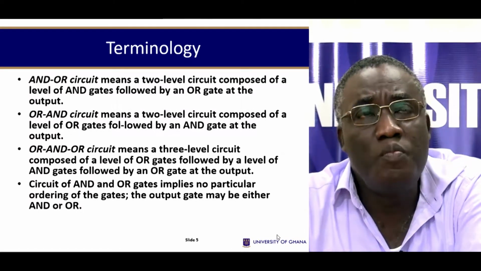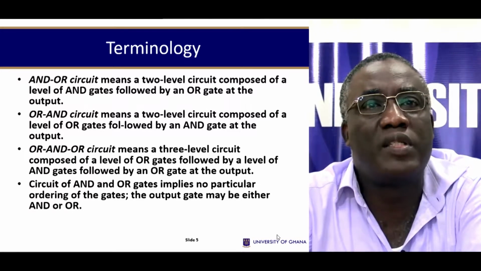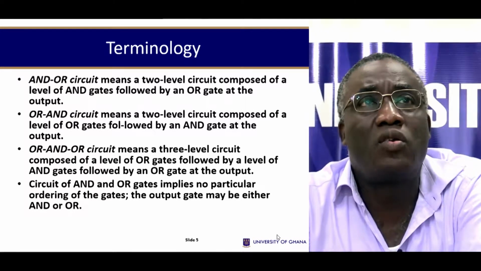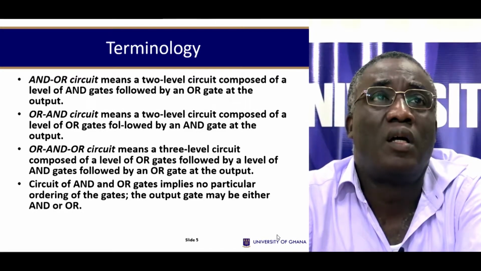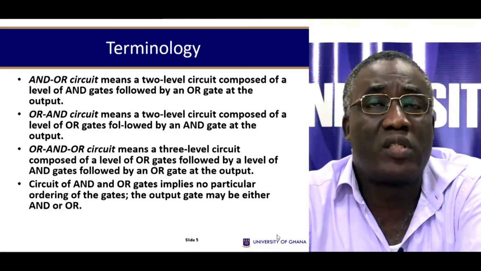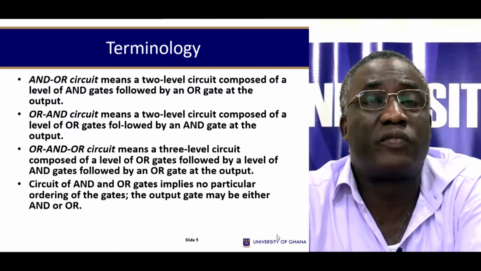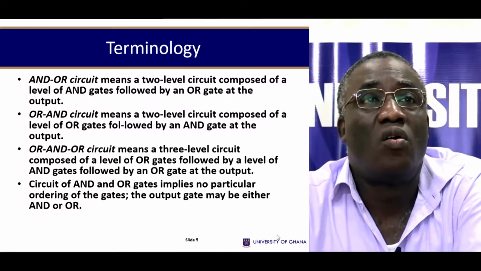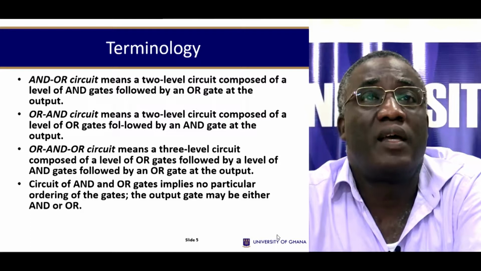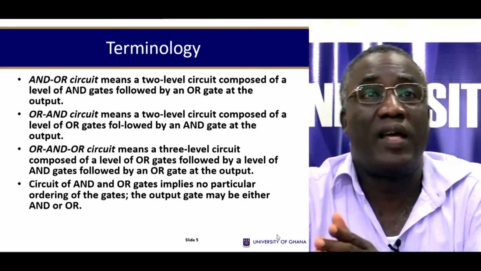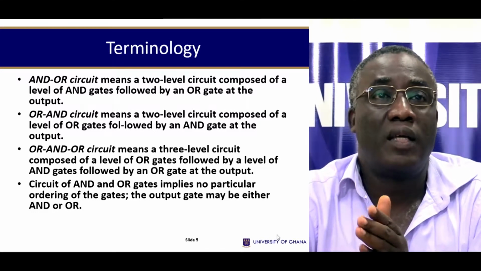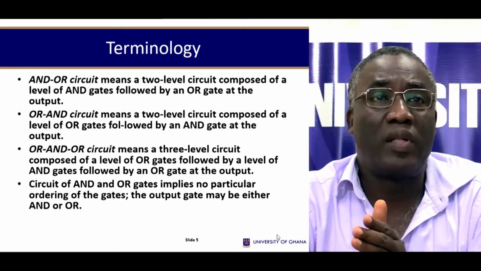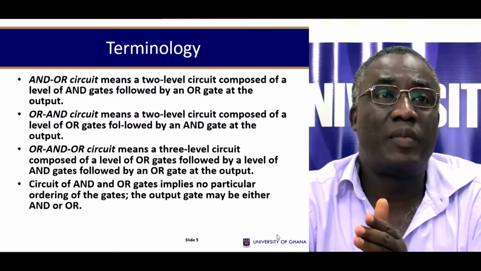There are a few terms that you need to know before you can proceed. An AND-OR circuit means a two-level circuit composed of a level of AND gates followed by an OR gate at the output. An OR-AND circuit means a two-level circuit composed of a level of OR gates followed by an AND gate. An OR-AND-OR circuit means a three-level circuit composed of a level of OR gates followed by AND gates and followed by an OR gate. A circuit of AND and OR gates implies no particular ordering of the gates. The output gate may either be AND or OR.